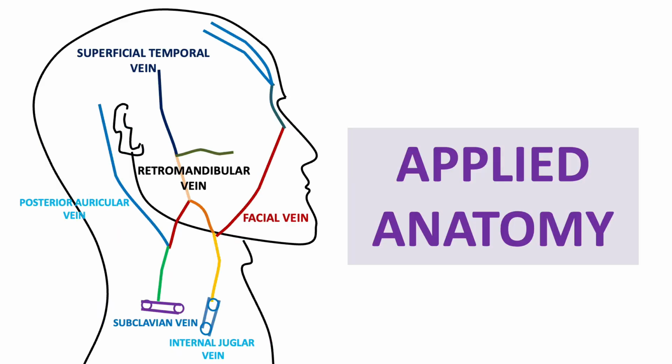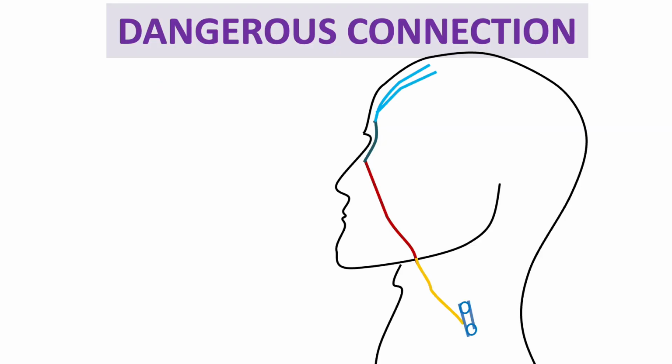Now, applied anatomy. How venous drainage of the face can be dangerous. It is a very important question from the competitive examination point of view. It is very dangerous because infection can spread to the cavernous sinus from the venous drainage of face. In applied anatomy, we have a dangerous connection. We have two dangerous connections to the facial vein from where infection can travel to the cavernous sinus.